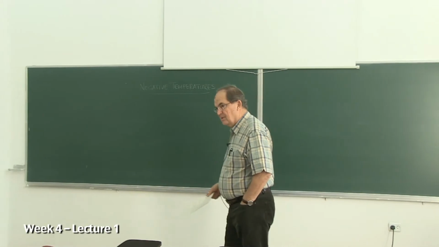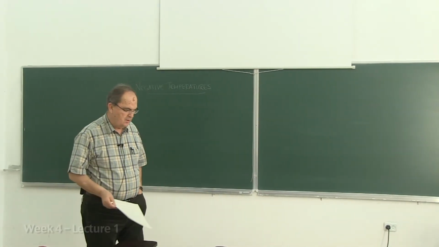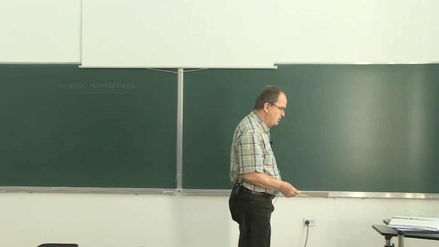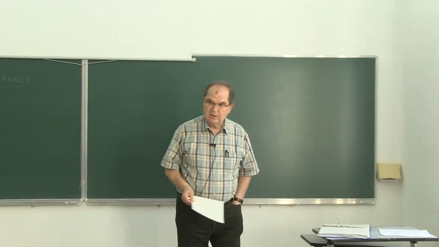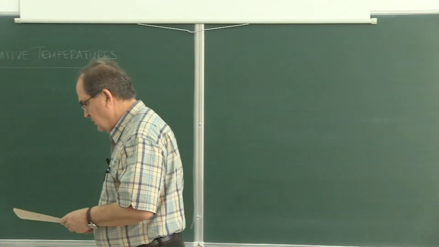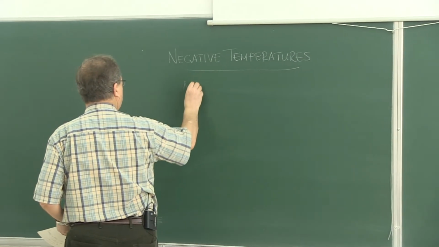Okay, good morning. Let's start again. Today we are going to finish chapter 3 and start chapter 4, Grand Canonical Ensemble. And the last topic in this chapter is negative temperatures. Of course, we are talking about magnetic systems.